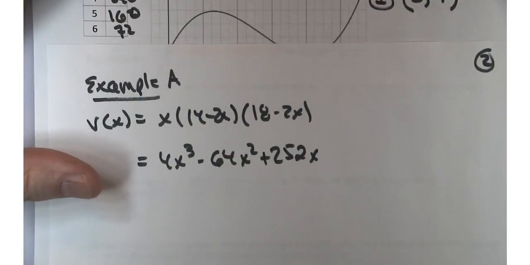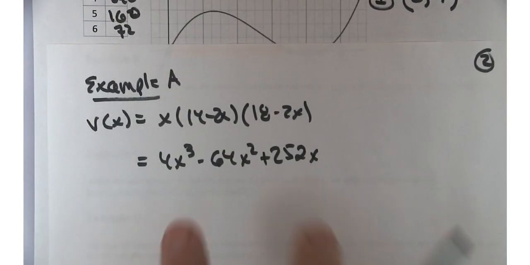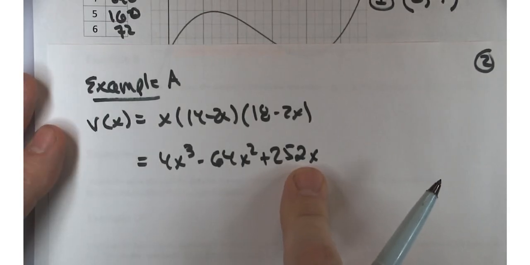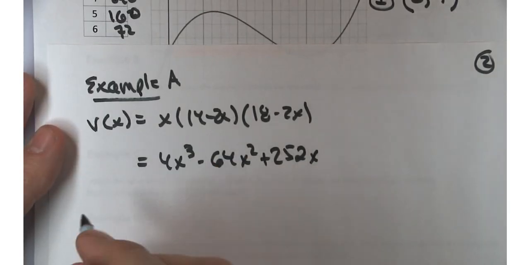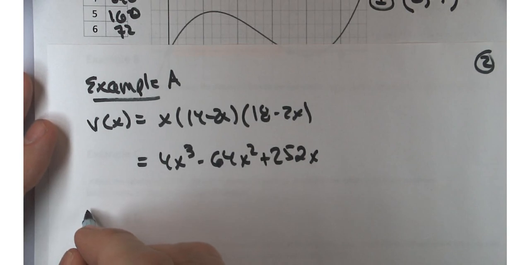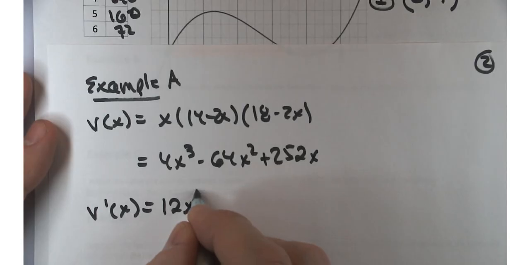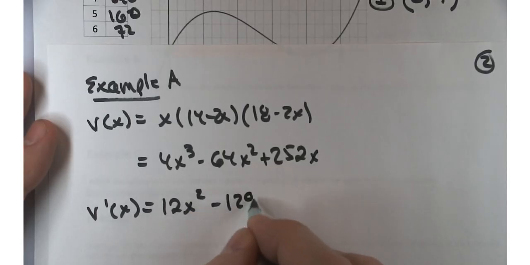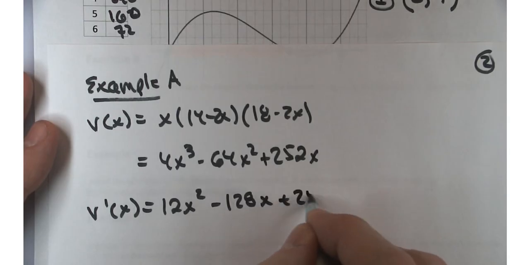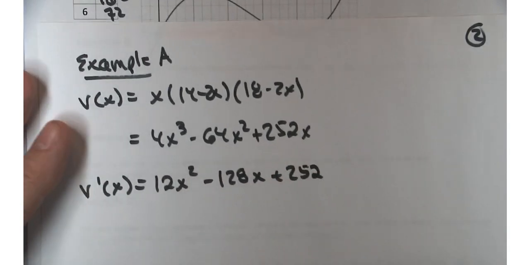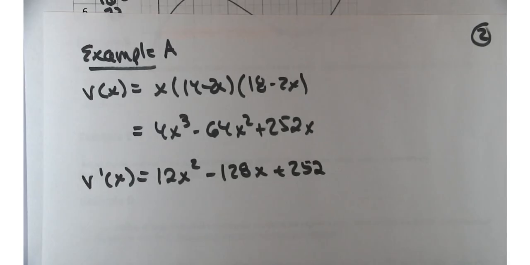I want to figure out where this is actually, to find a maximum, I'm going to need to differentiate this and take a look at the derivative. So let's take a look at v prime of x. That's going to be 12x squared minus 128x plus 252. Yeah. That doesn't look terribly fun in terms of figuring out where it's actually equal to 0.